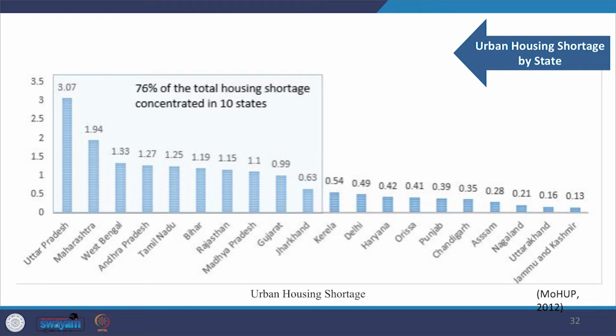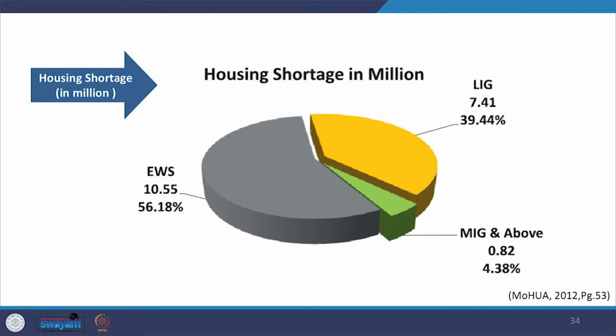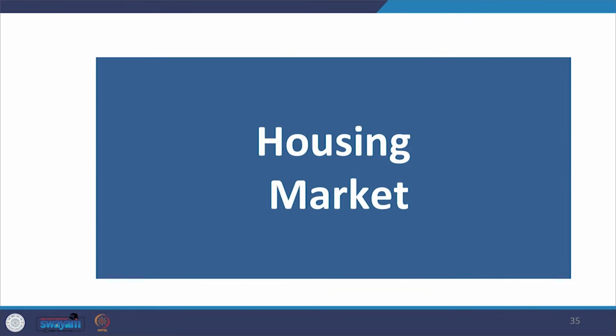The top 10 states in terms of urban housing shortage contribute 143 lakh, or we can say 76% of the housing shortage. Further, we see that the urban housing shortage is prominent across the economically weaker section and low-income groups, which together constitute over 95% of the total housing shortage. The shortage amongst the middle income group and above is estimated at 4.38%.